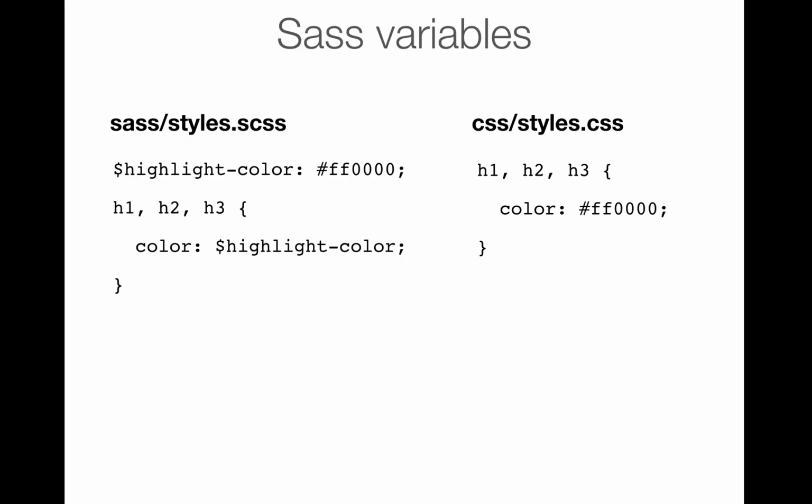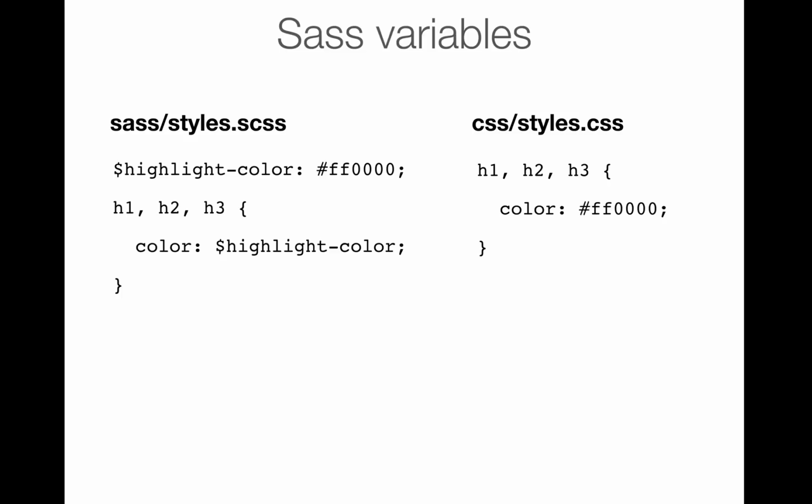So what I'm doing here on the left is I'm defining this color. I'm calling it a highlight color, and it's red, and it's just a hex code. So I'm defining it, and then I can use it throughout the CSS that I'm writing. So I define highlight color, and then I'm using it right away as the color for the H1, H2, and H3 elements on the site. And then on the right, you see how this gets transformed into CSS. The color gets applied to those elements.